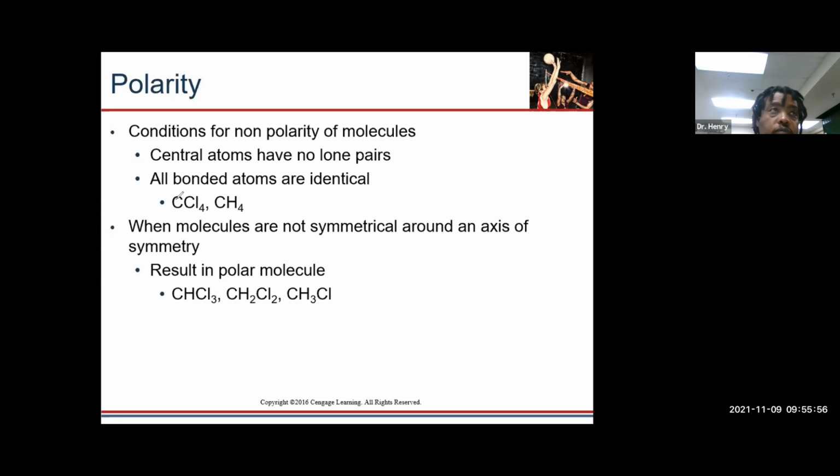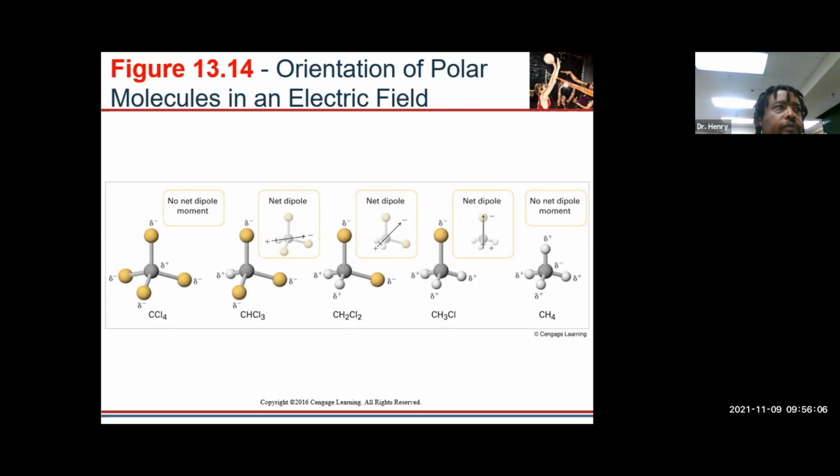The way I like to look at this is kind of like an analogy. In the case where we have 4 chlorines attached to that center carbon, in each of those cases the bond polarity is going in this direction. The bond polarity is going in this direction, and this direction, and this direction.